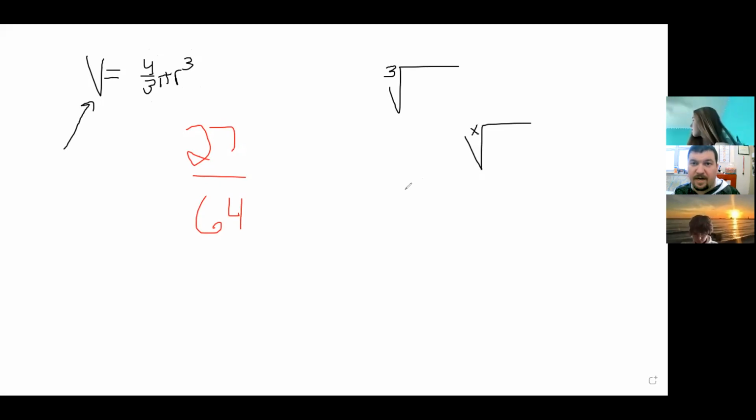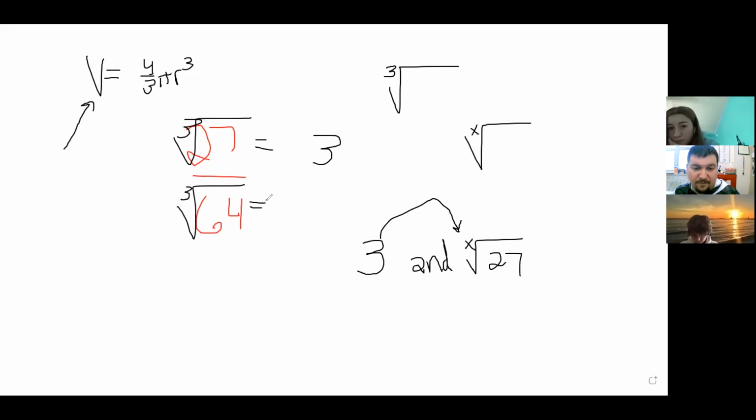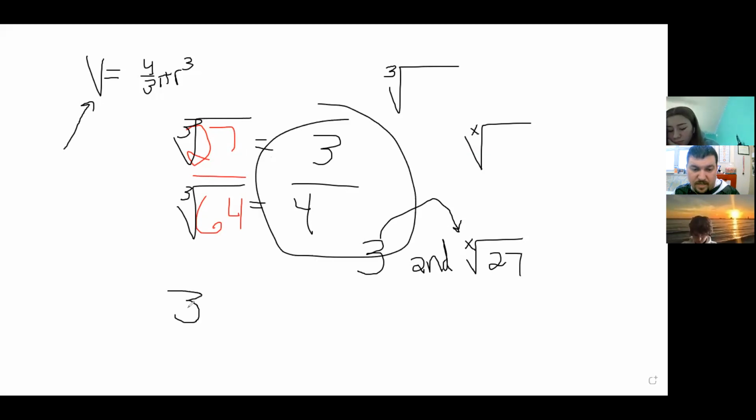Maybe it's not even a button, maybe it's above a button, the second function. If I wanted to cube root 27, I would type in 3, then hit my second function button and then that button, because that puts the 3 right there. Then I would type in 27 and that would cube root it. If I cube root 27, that gives me 3, because 3 times 3 times 3 is 27. And if I cube root 64, that gives me 4, because 4 times 4 times 4 is 64. So I'd write that as 3:4.